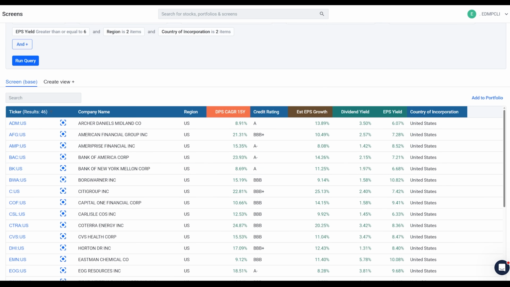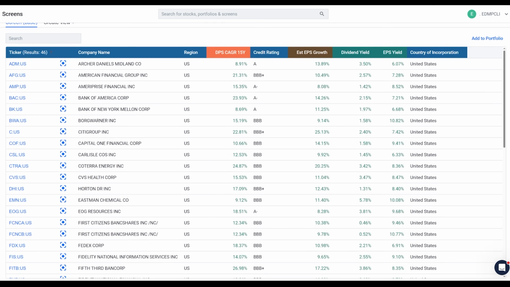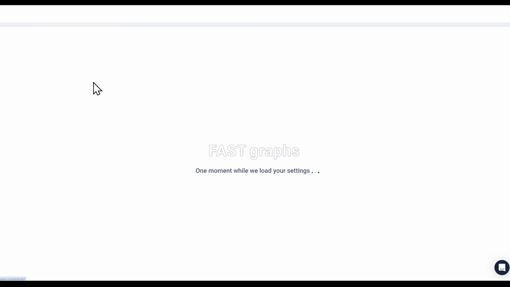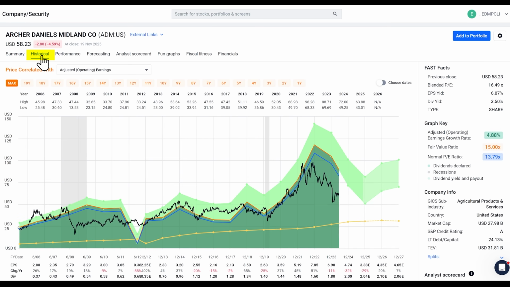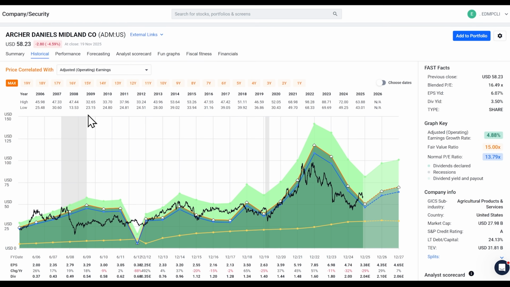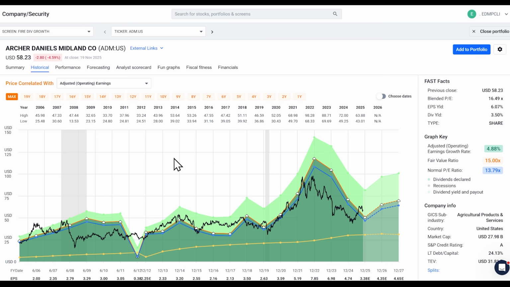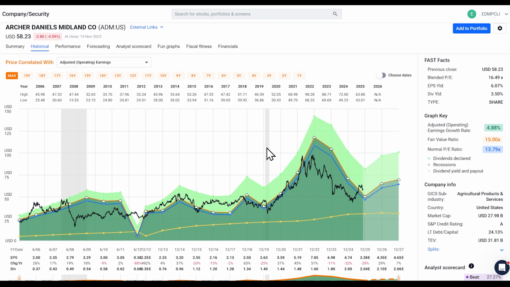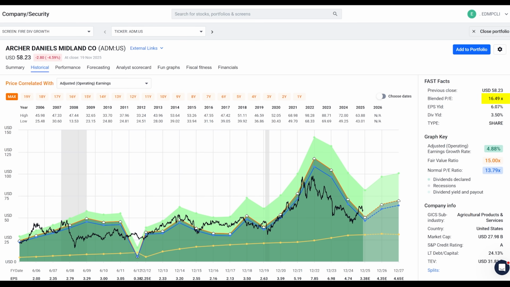Now, what I will do from here, and we'll do that in the next video, but I'll just give you a sneak preview, if you will. I'll go into the company symbol itself. I'll go into the historical graph, and I'll look at the graph of each individual company, because even though screens can be very effective, I didn't get real good earnings persistency here. I could have added that, but the more things you add, oftentimes the harder it is to come up with anything. But I've got Archer Daniels Midland here. There's that 16 plus PE with a 6% earnings yield, if you will.